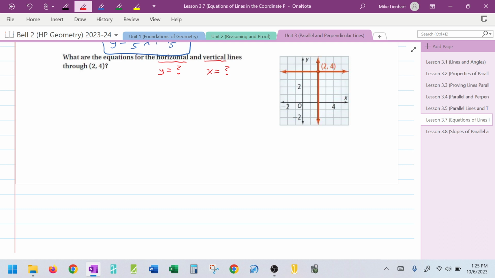All right? If I look at the point that it goes through, I notice that we have an x value and a y value. So the equation of the horizontal line would be y equals 4. And the equation of the vertical line would be x equals 2.